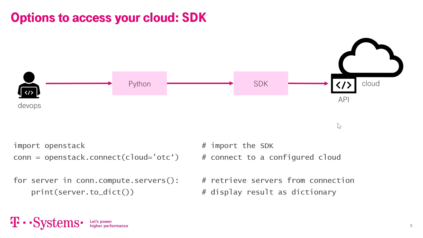And I provided here a short example script. We import the library. We connect to a predefined cloud in a configuration file, which I'll get back to in a minute. And then we can just access the list of servers, iterate over it, and print it, for example. It's a very simple example.